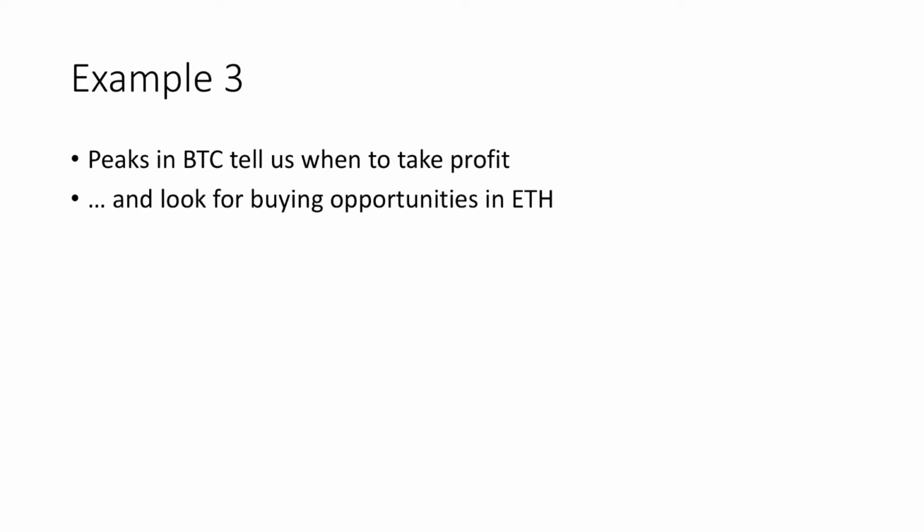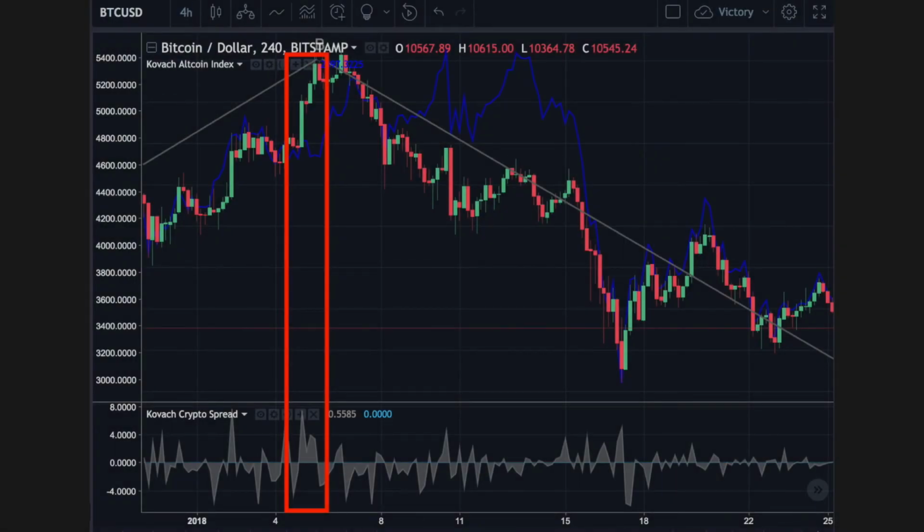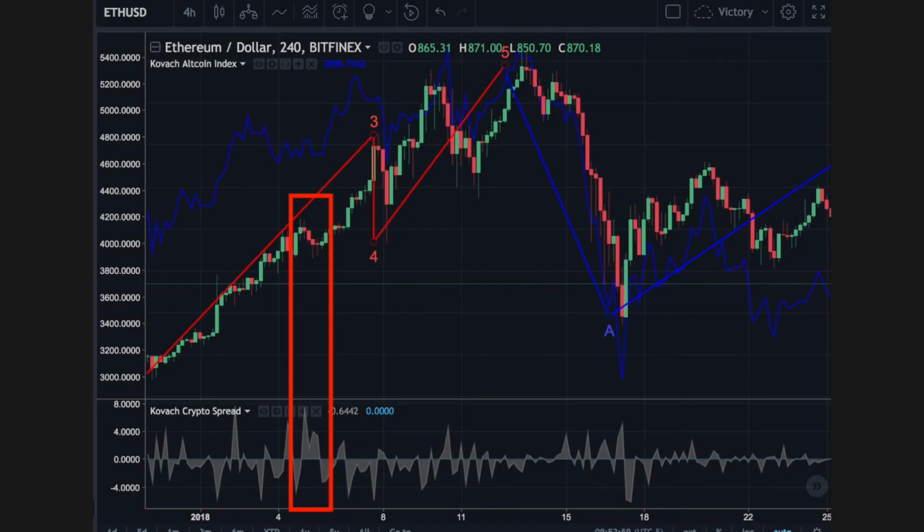In this example, we'll show how a peak in the crypto spread indicator tells us that it might be okay to take profits from BTC and look for buying opportunities in Ethereum. As you can see, the peak in the crypto spread indicator corresponds to a peak in the price of Bitcoin. It might be a good idea to take profits here. On the other hand, notice that the same peak in the crypto spread indicator also corresponds with a dip in the price of Ethereum. It might be a good idea to enter a position here.